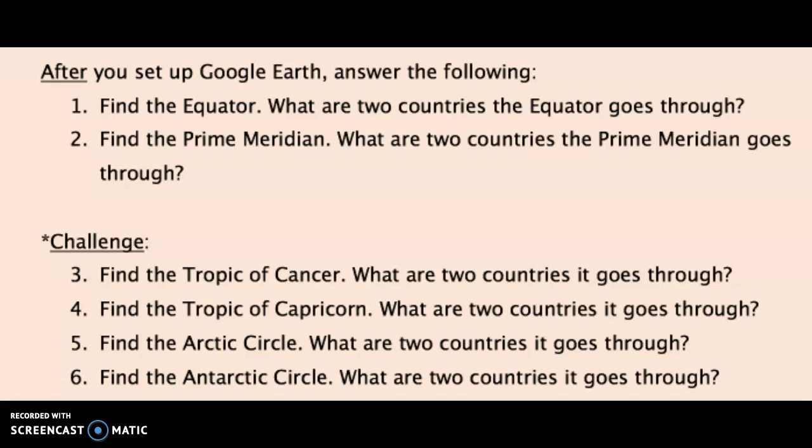So they're imaginary. We can't actually see them, but we use them in a way that helps us find the exact locations of places in our world.